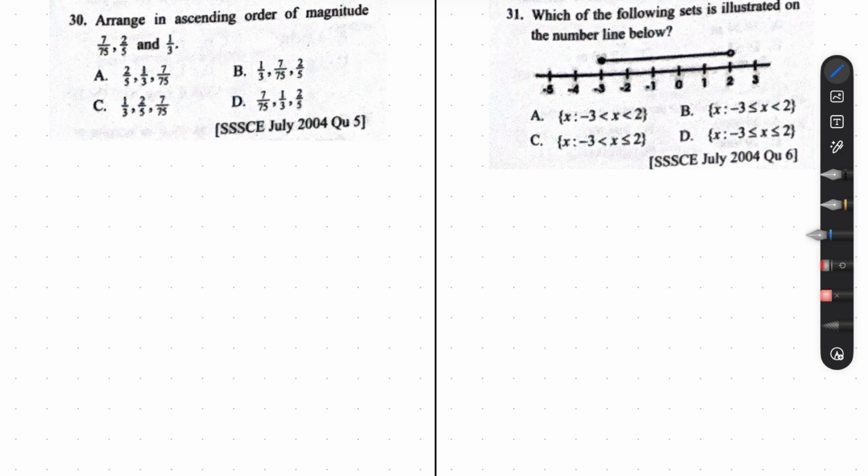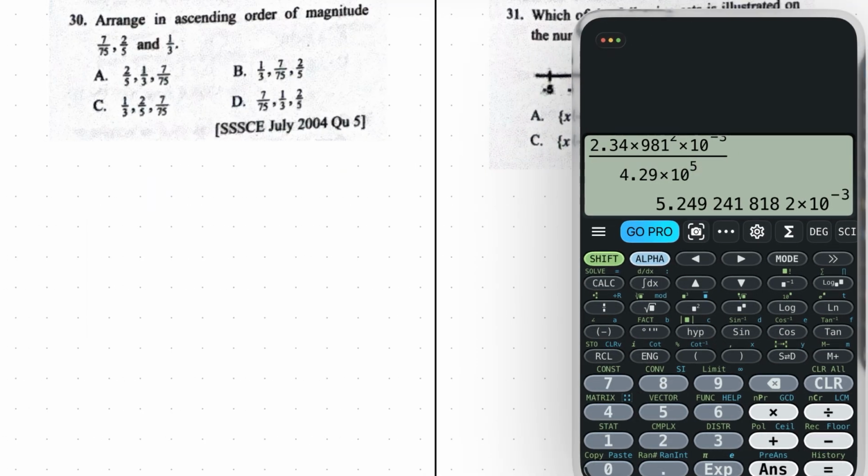Okay. Question number 30 says, arrange in ascending order of magnitude. Now, the simplest way to do this is to convert all these fractions into decimals. Then you compare them, right? So let's bring up our calculator. Okay, so let's clear this and see. Now let's convert all to decimals, right?